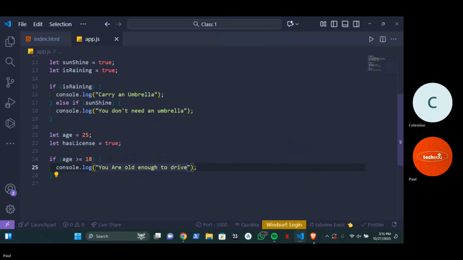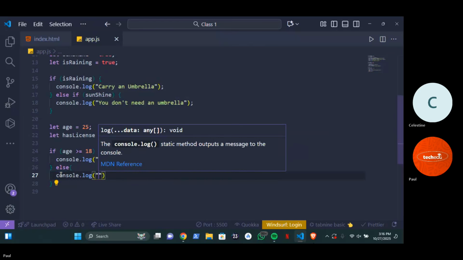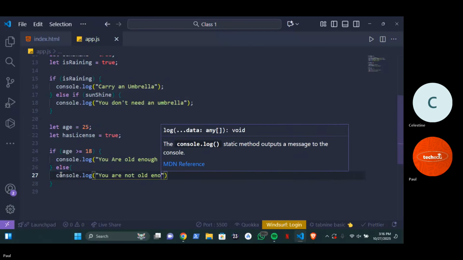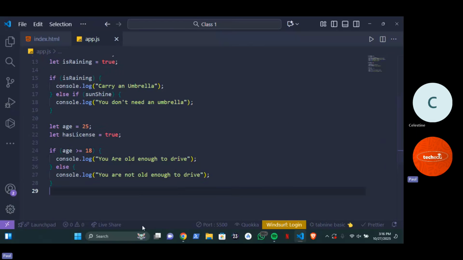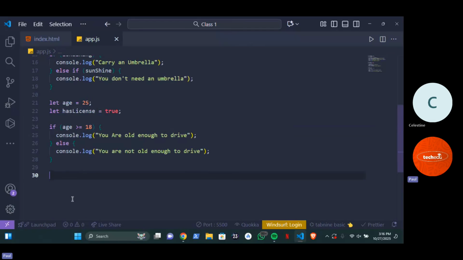As you can see, else, you can just come here and say console.log, you are not old enough to drive. This is a typical way of checking. Now, what happens to the license? Do you go ahead and create another else block to check for the license? You can do that. But instead, you can combine those conditions into one conditional code block.